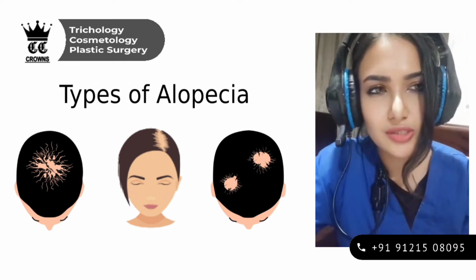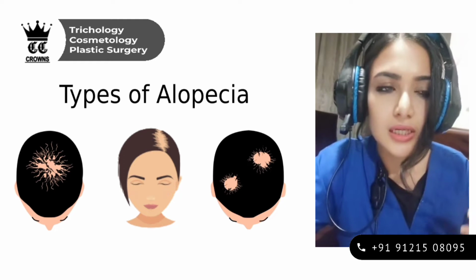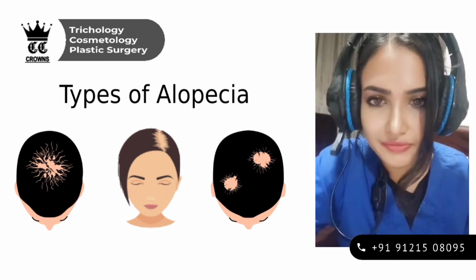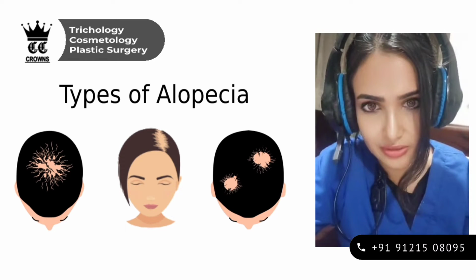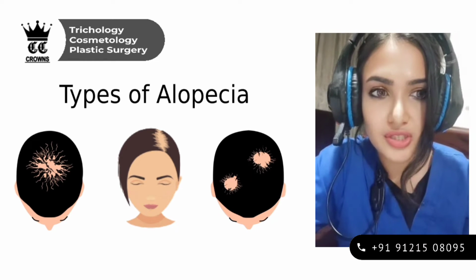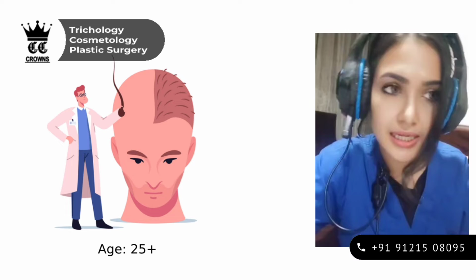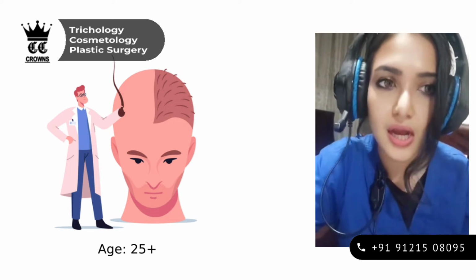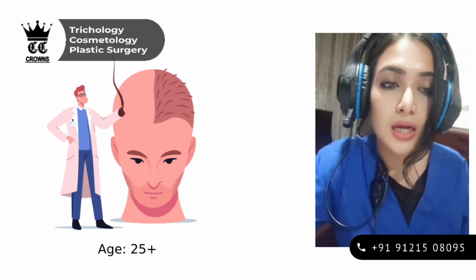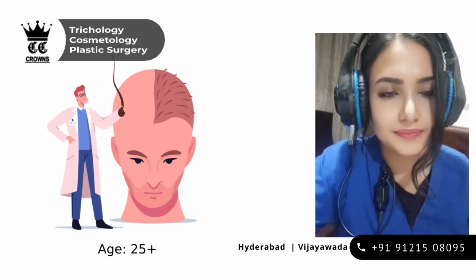Now, those patients who are contraindicated: if the patient has an active infection, or the patient is an active scarring alopecia patient, or the patient is less than 25 years. Ideally, we don't do hair transplant for someone less than 25 years because we want to see how it is progressing.